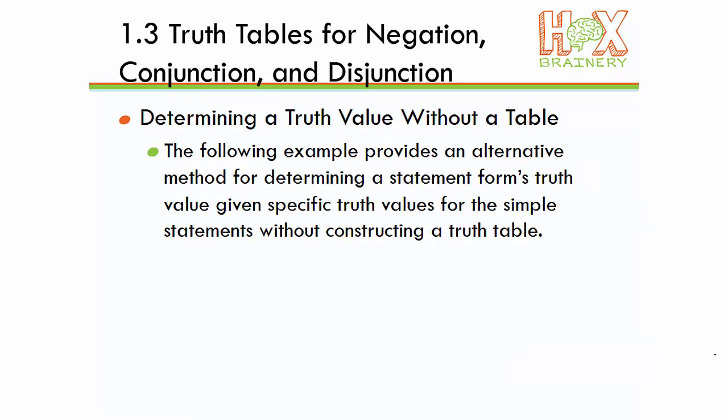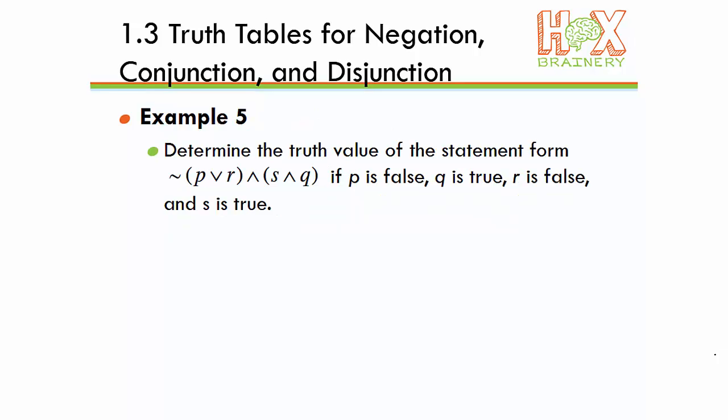Determining a truth value without a table. All right, so we're going to go over one more example in this section, and this last example goes over an alternative method for determining a statement form's truth value when we're given specific truth values for all of the simple statements that make up that compound statement. So for example 5, we want to determine the truth value of this statement form if P is false, Q is true, R is false, and S is true.